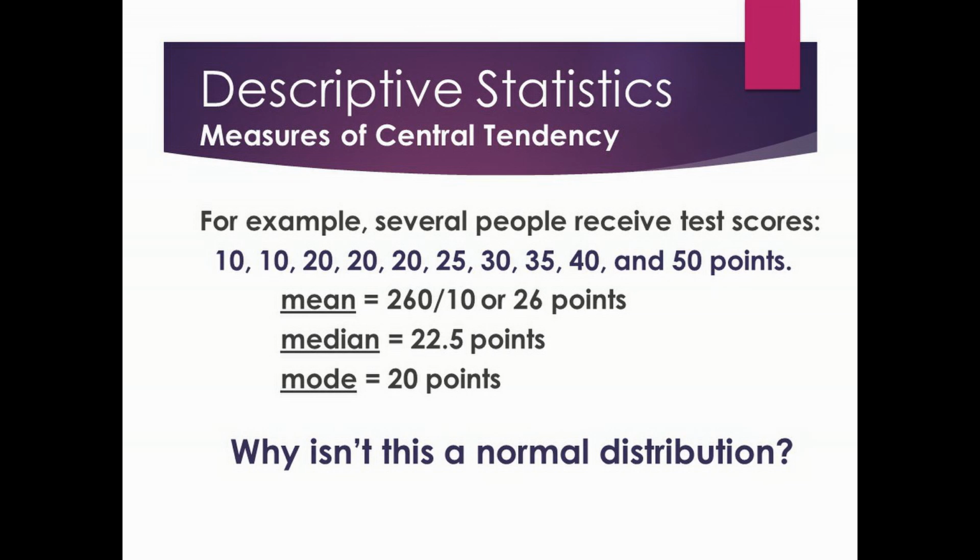The easy one is the mode. The mode here is 20 points because there are three 20s, and that's more than any other score appears. So at this point, you can calculate measures of central tendency, the mean, the median, and the mode. And you know those are measures of central tendency.